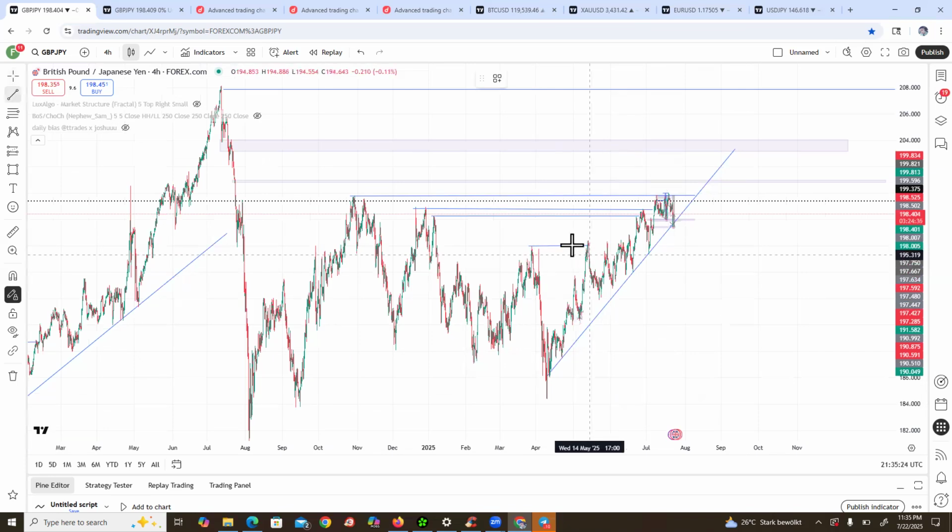We can see all this liquidity, all this entire range liquidity. We can see everything. This is another liquidity here.